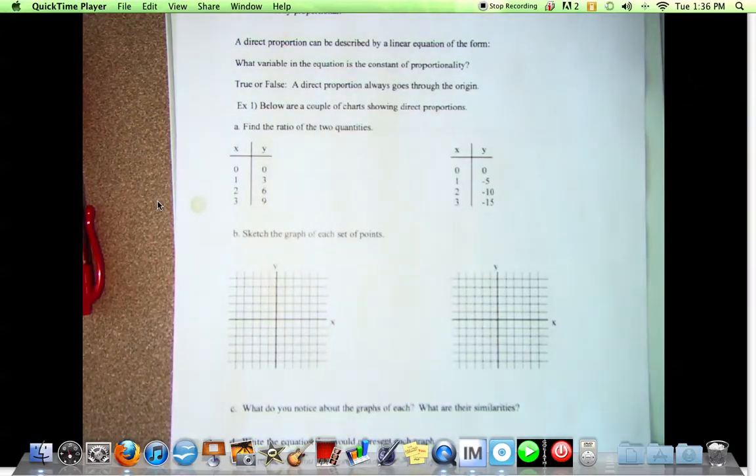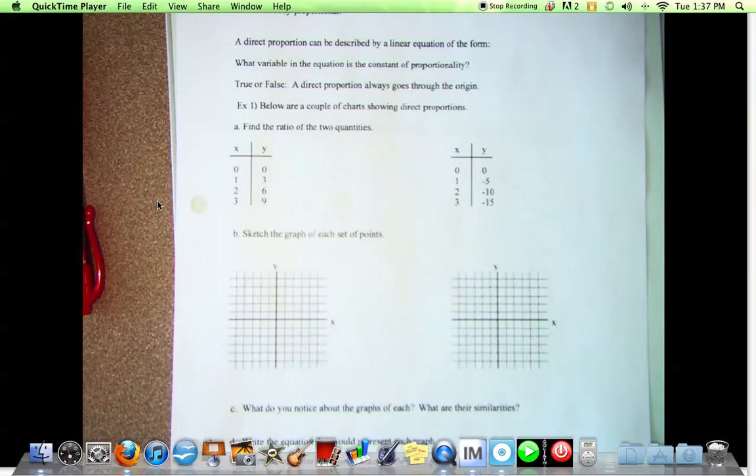One quantity is directly proportional to another when the ratio of the two quantities is consistent. The constant is the constant of proportionality, and the ratio is the direct proportion. Okay, Will, next paragraph.